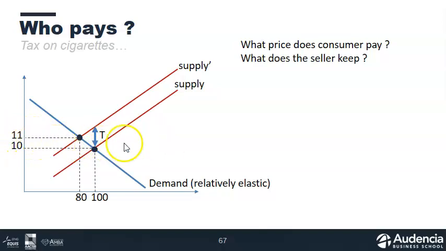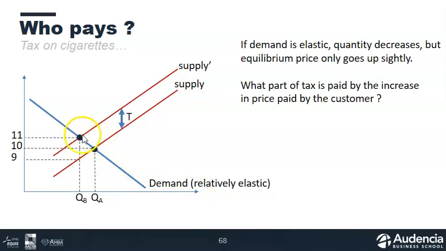Why is that? In this case, we can't make the consumer pay the entire amount of the tax because the demand is not perfectly inelastic. We can see that the sales price will now go to 11, and we sell 80 packs of cigarettes, but the tax was 2. This means the supplier sells it at 11 euros per pack, 2 euros is taken away, the supplier keeps 9 euros, and this 2 euros is then sent to the government.